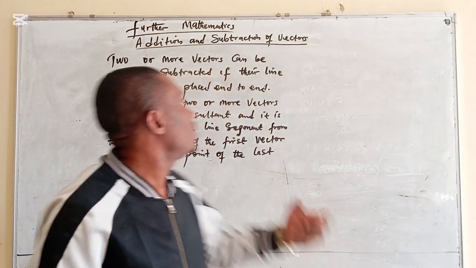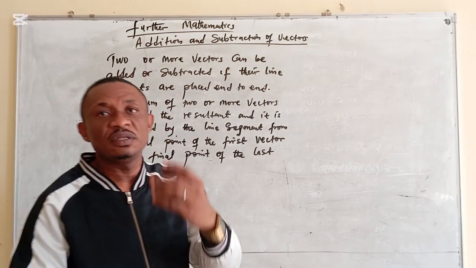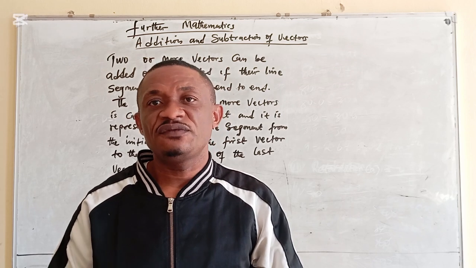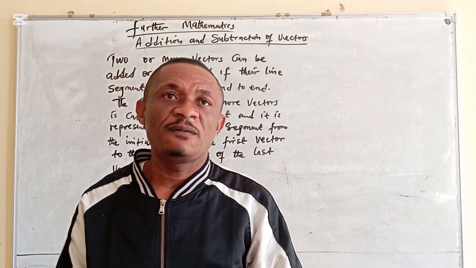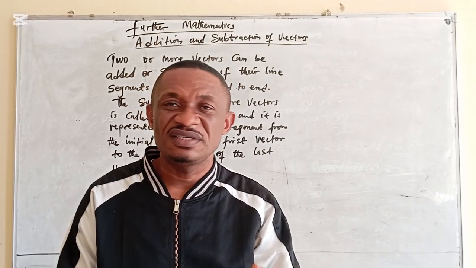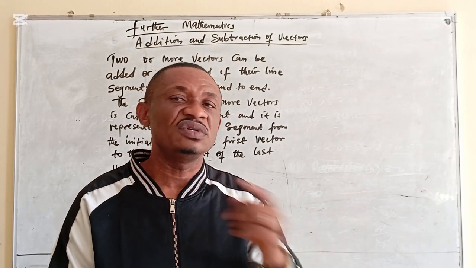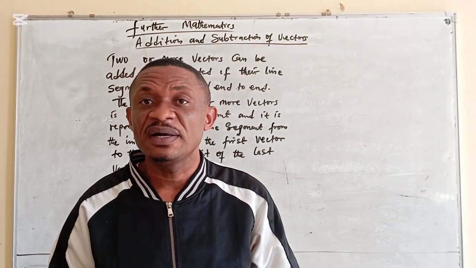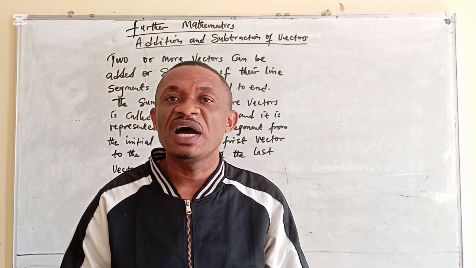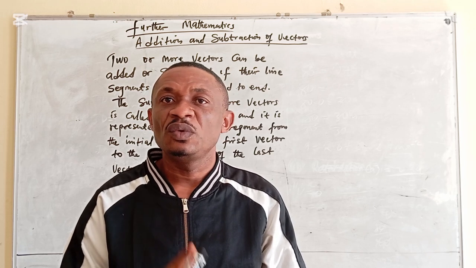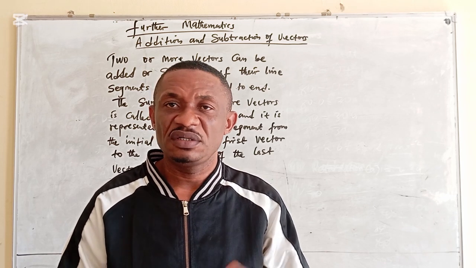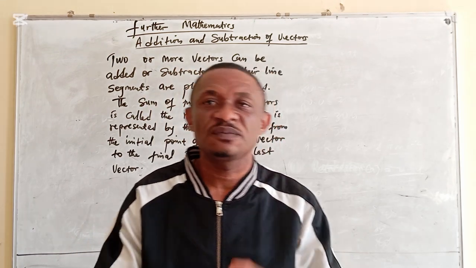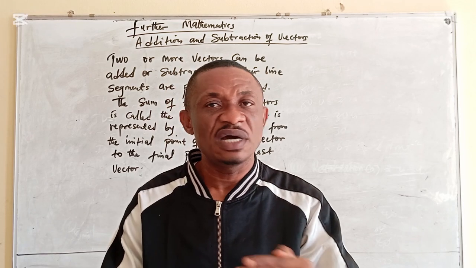Addition and subtraction of vectors. Now, before I proceed, I would like to explain what vector and scalar quantities are. Scalar quantities are those quantities that have only magnitude, no direction. Examples: we have length, work, power, distance, speed, temperature, etc. While vector quantities are those quantities that have both magnitude and direction.